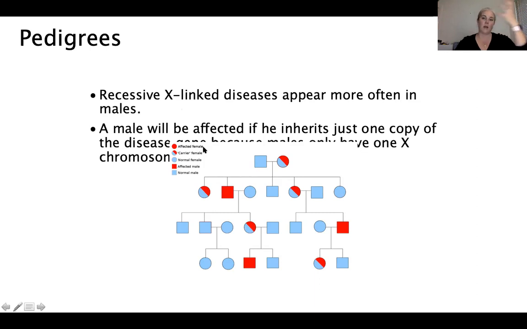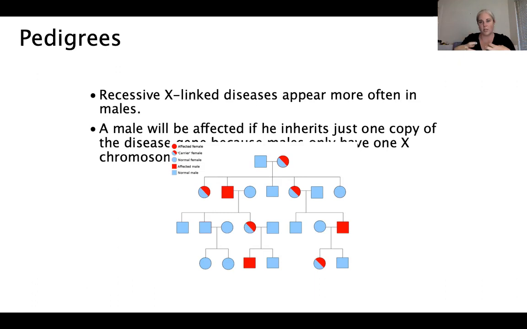If you don't have two normal functioning versions of the X chromosome, let's say one is dominant and one's recessive in a recessive X-linked disease, you then, in that being turned on, turned off kind of thing, right? That's in your autosomal cells for females. That's in your body cells. So you aren't affected.